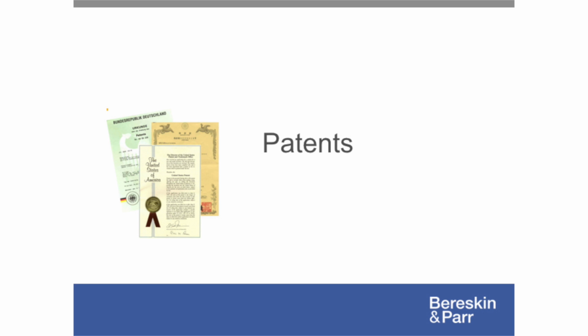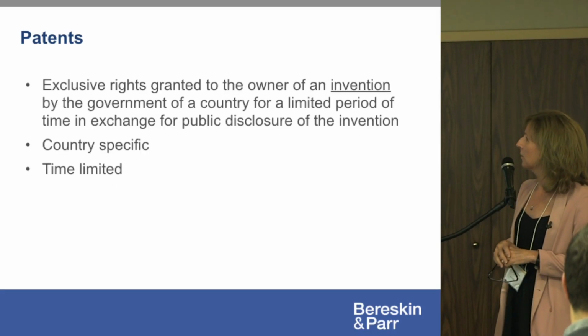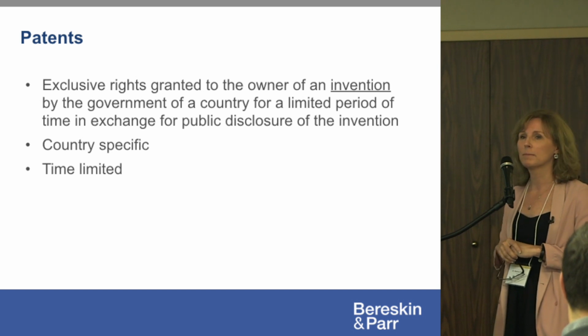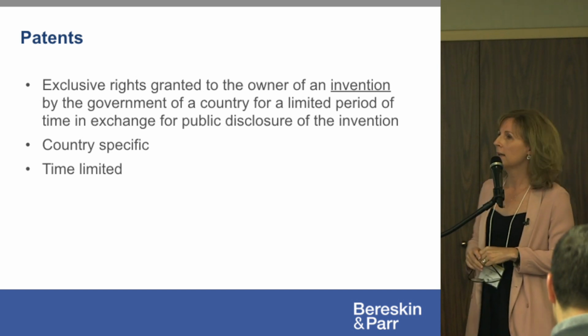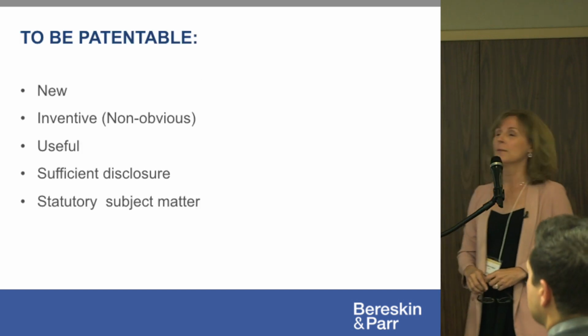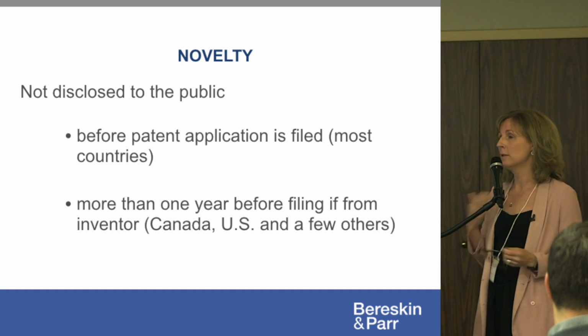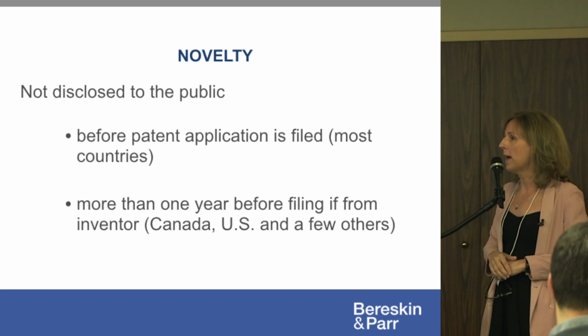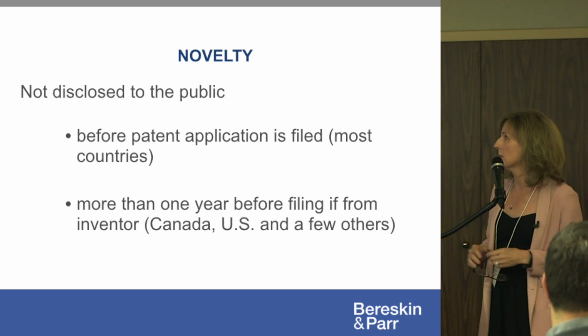So we already know what a patent is. You file a patent application to protect your invention. It's an exclusive right that is granted by the government of a country. It's country specific, and it's time limited. But I do think the two important criteria for patentability that you need to consider, it's kind of why you're doing patent searches, is whether or not your invention is new and whether it's non-obvious.